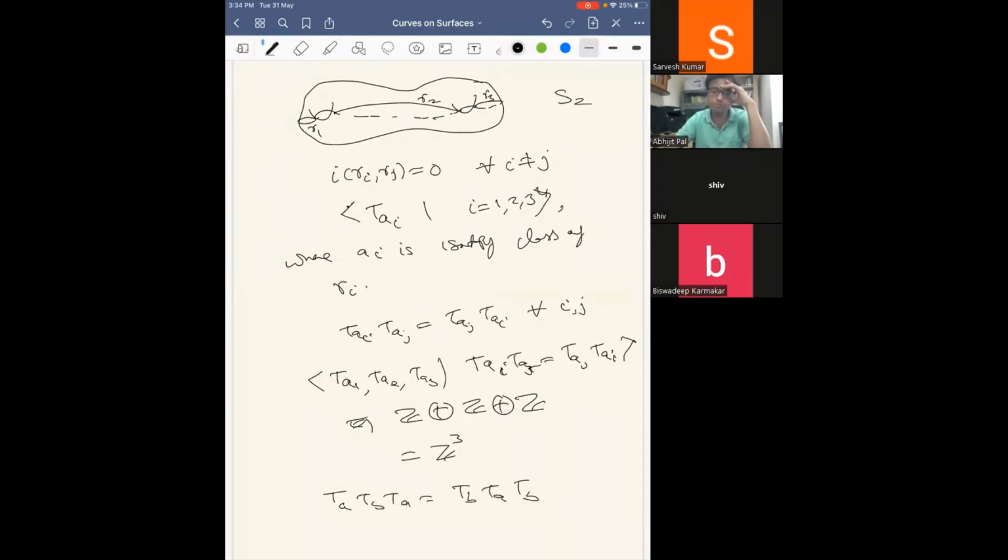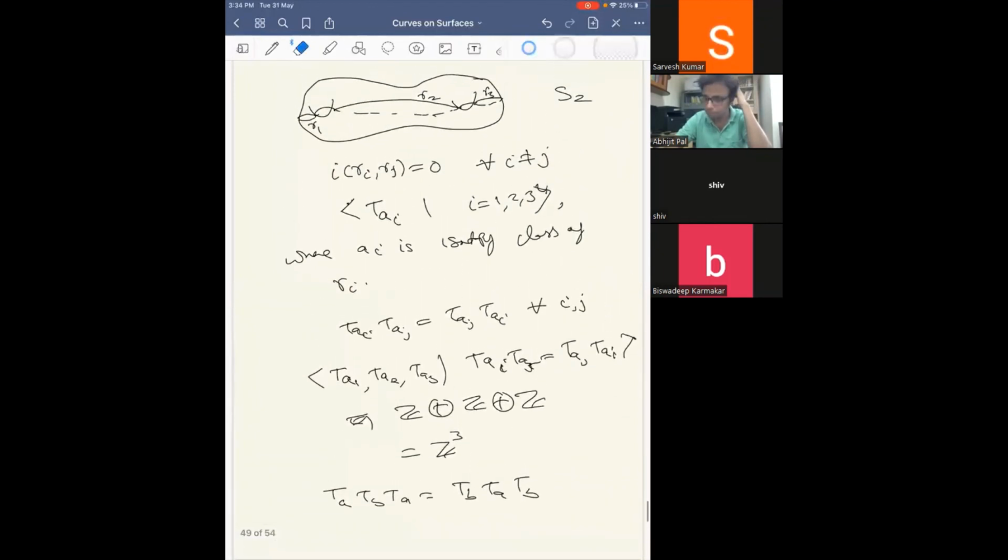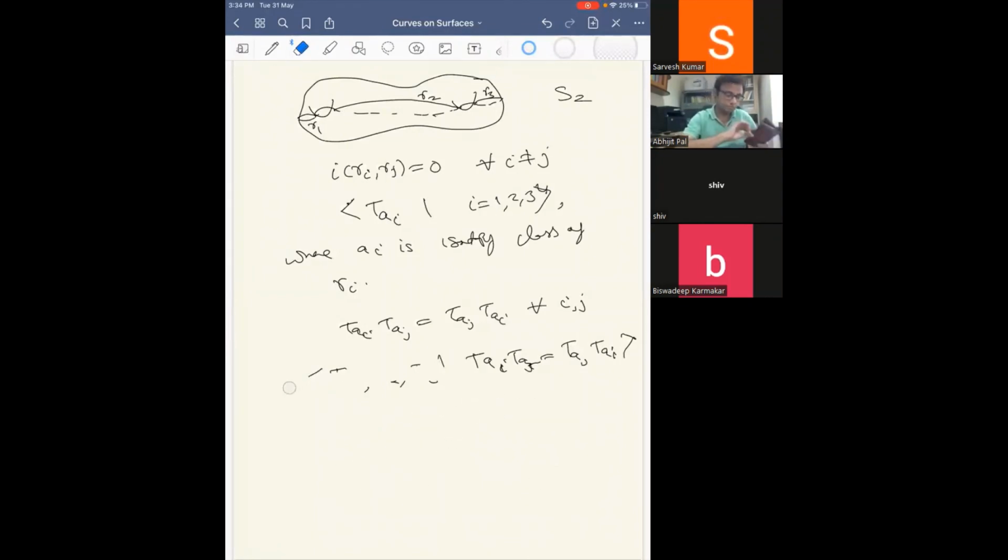My point is, for other genus, how do we conclude this? For other genus you also just have to find a pants decomposition, right? If you want, I can draw a picture for the general case.